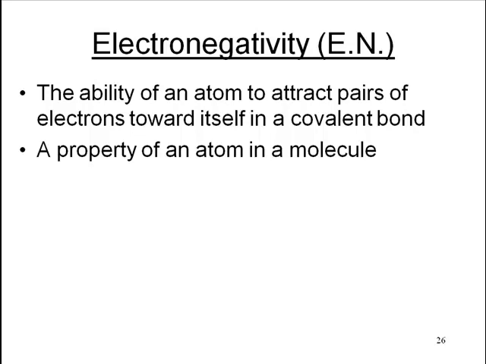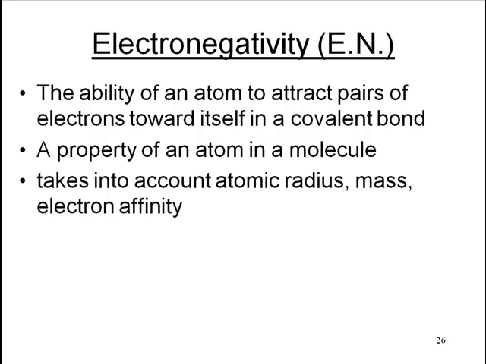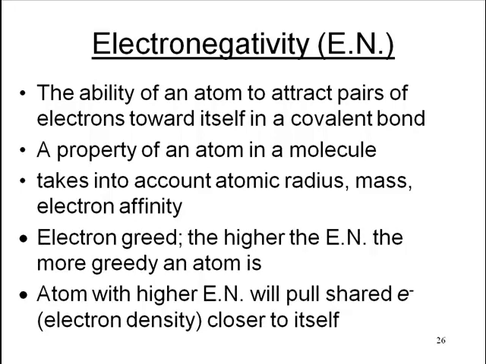So, that's just an analogy. We will use that later. But electronegativity takes into account atomic radius, mass, and electron affinity. The electron greed. I don't usually say my brother's greed, but electron greed. The higher the electronegativity, the more greedy an atom is. The atom with the higher electronegativity will pull shared electrons closer to itself. So, older brother pulls them closer to himself if the electrons are the ice cream scoops.